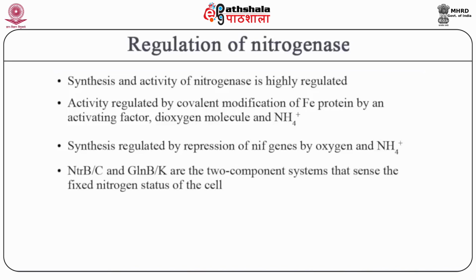NtrB and NtrC and GlnK are the two-component system which senses the fixed nitrogen status of the cell and accordingly regulates the NIF operon and NIF-A gene. The gene product of NIF-A, which is a member of the enhancer binding proteins, is a transcriptional activator of NIF structural genes in bacteria and thereby regulates the activity of NIF genes. The presence of ammonium ion in the culture medium causes a decrease in the expression level of NIF operon and NIF-A gene and results in a decrease in hydrogen production.